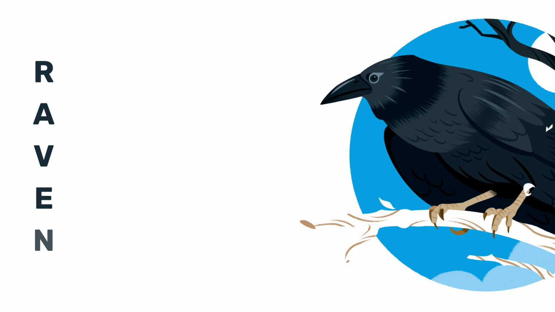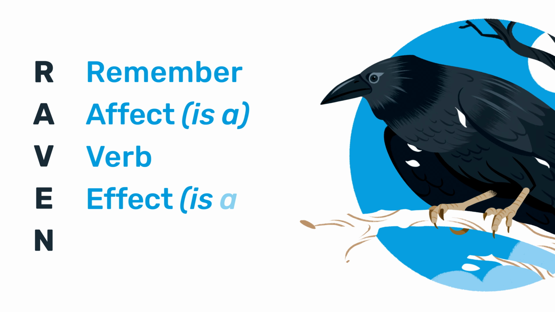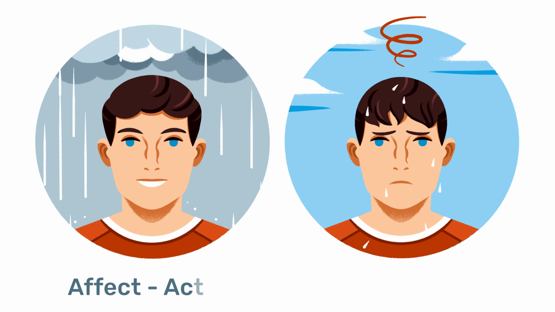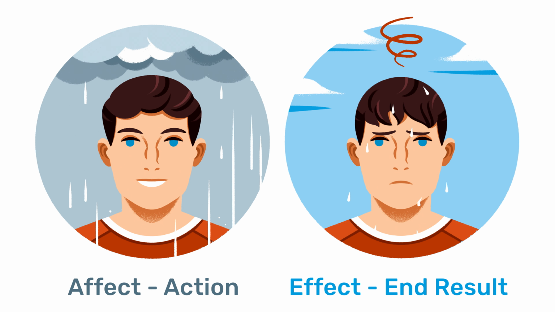To help you lock in these definitions, we have 3 mnemonic devices I think you'll enjoy. The first one is called the Raven method. If you're not sure which word is which, just imagine a large black bird, and remember, affect is a verb and effect is a noun. If you're not so good at remembering what nouns and verbs mean, don't worry, we've got you covered with the next one. It's called action and end result. Affect is for action and effect is for end result.